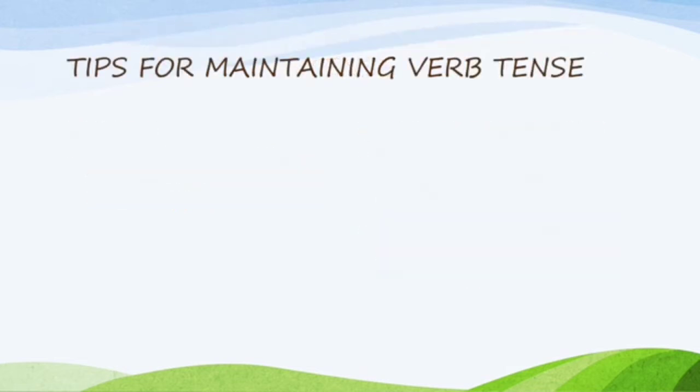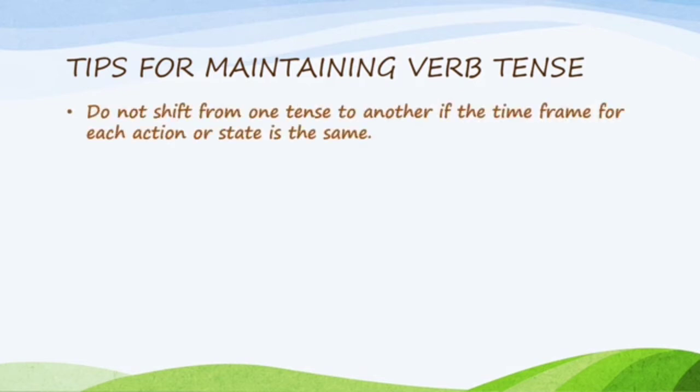Now, let us look at some tips for maintaining verb tense, how we go about maintaining verb tense. The first tip says, do not shift from one tense to another if the time frame for each action or state is the same. So let's take an example.